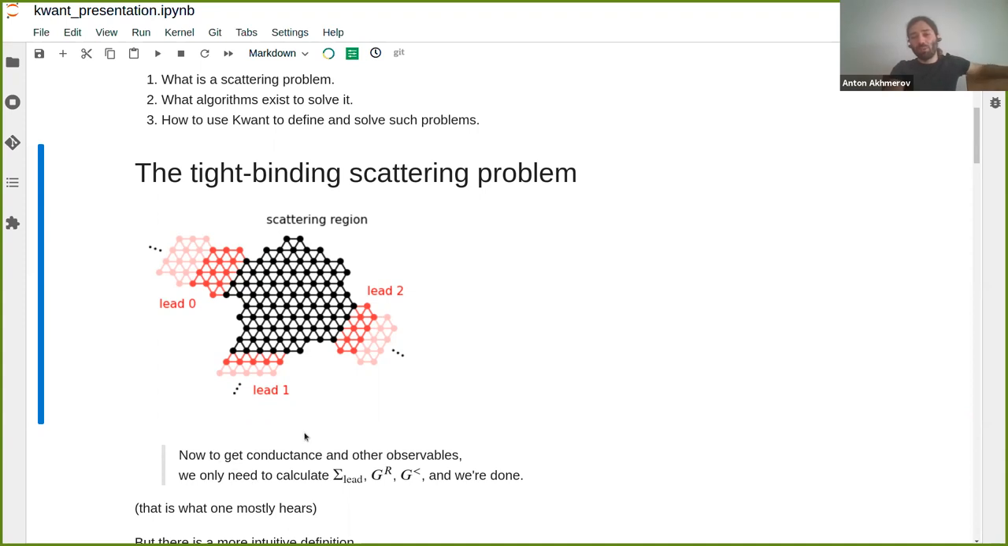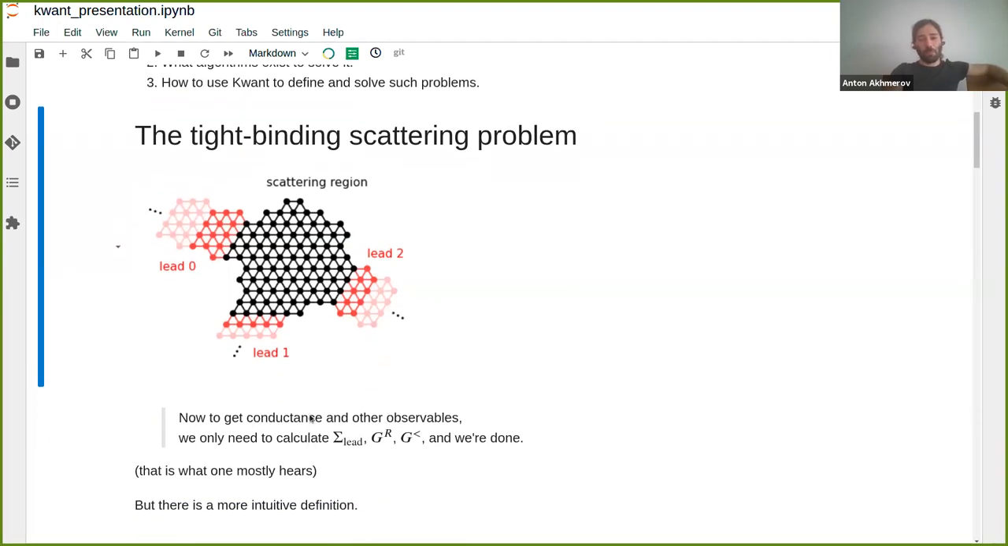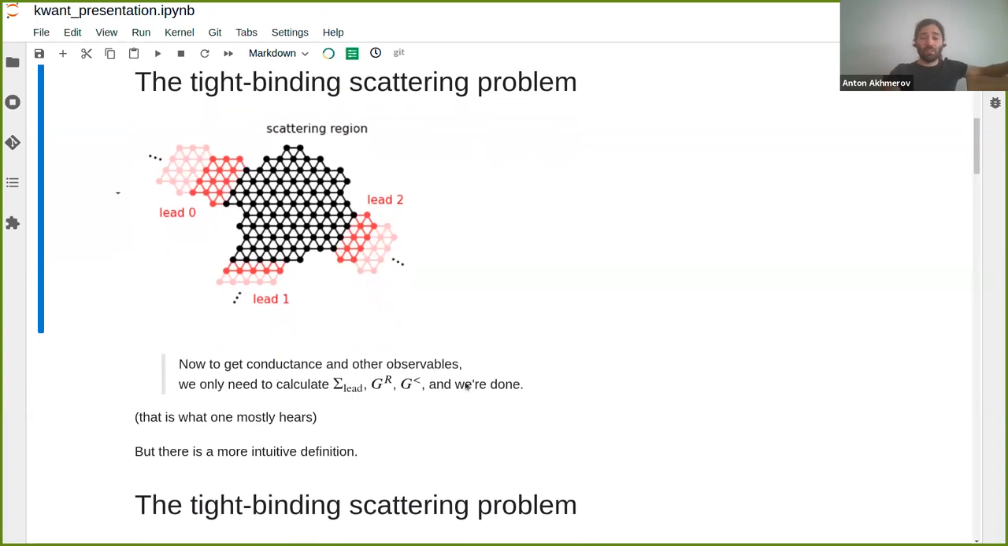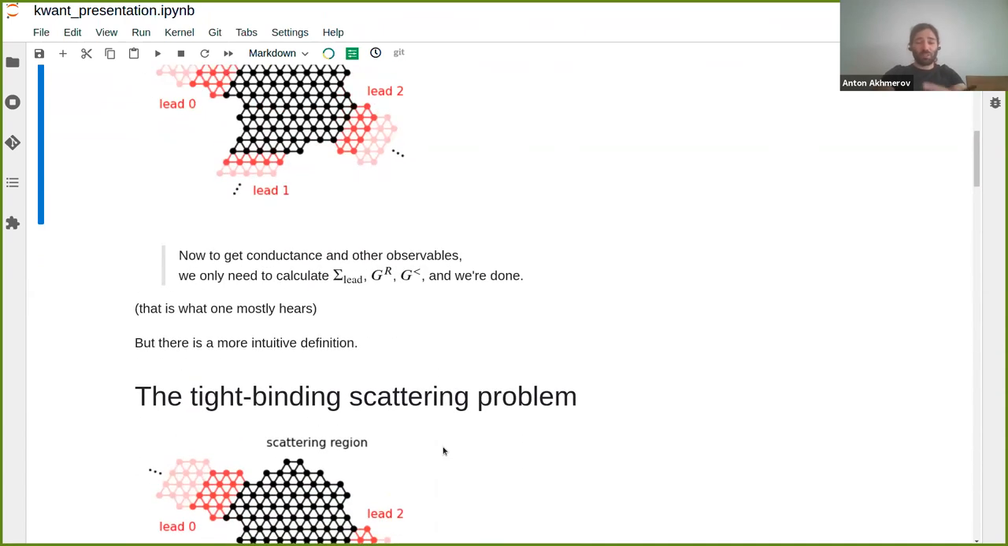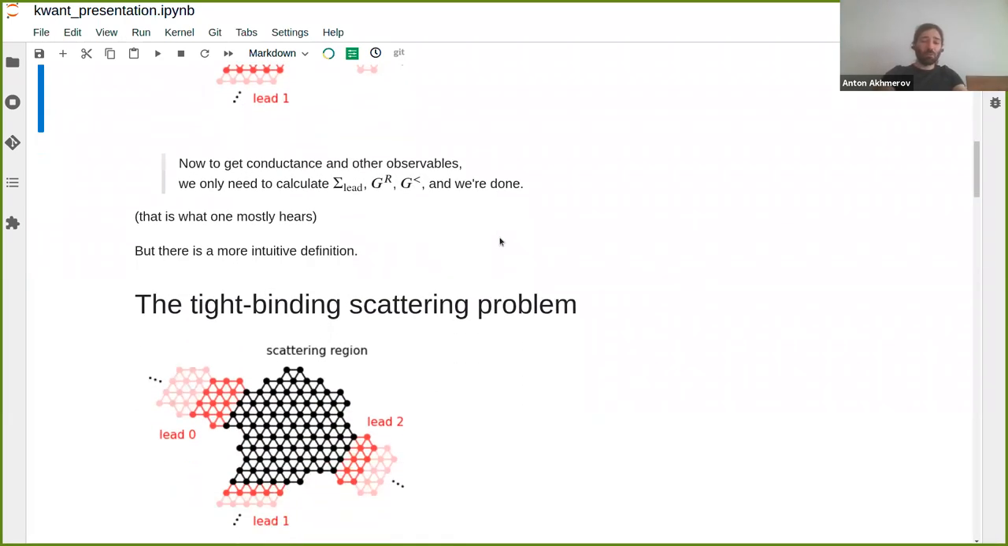And the typical folklore that you probably still hear in the field, certainly this was how I learned the topic, is that you need to compute the lead self energy, the retarded Green's function of the system, the lesser Green's function, and then from that you get all the derivatives, all the observables. However, there is a really straightforward and systematic definition of what we are doing, and it appeals to me because we are just writing down equations. So I'm going to walk you through the concept.